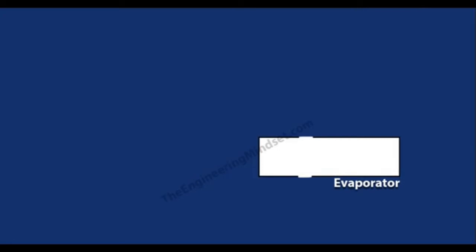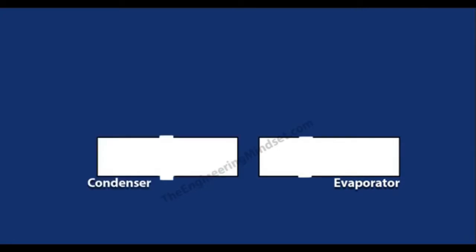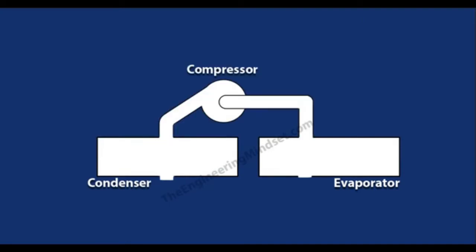So firstly, let's have a look. We've got the evaporator, then we have the condenser, then we have the compressor up on the top there, and down below it we have the expansion valve.